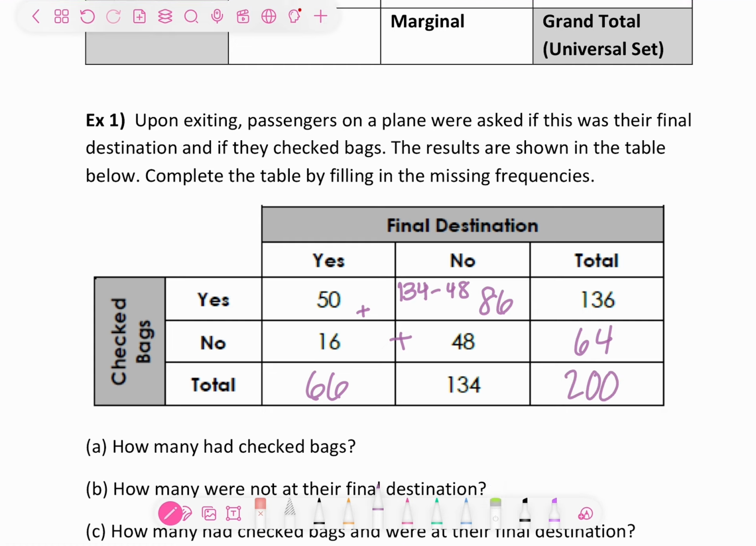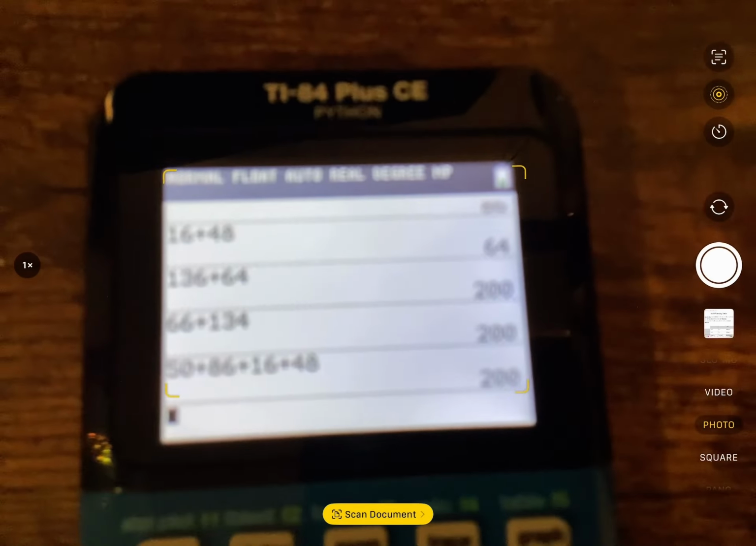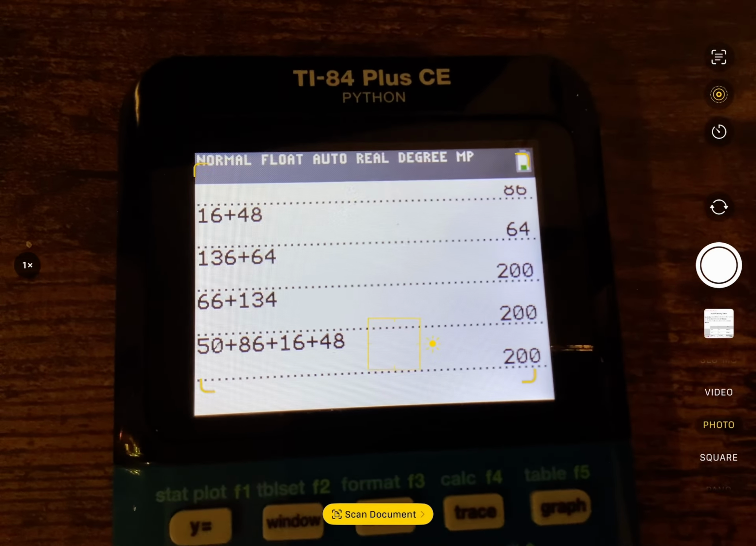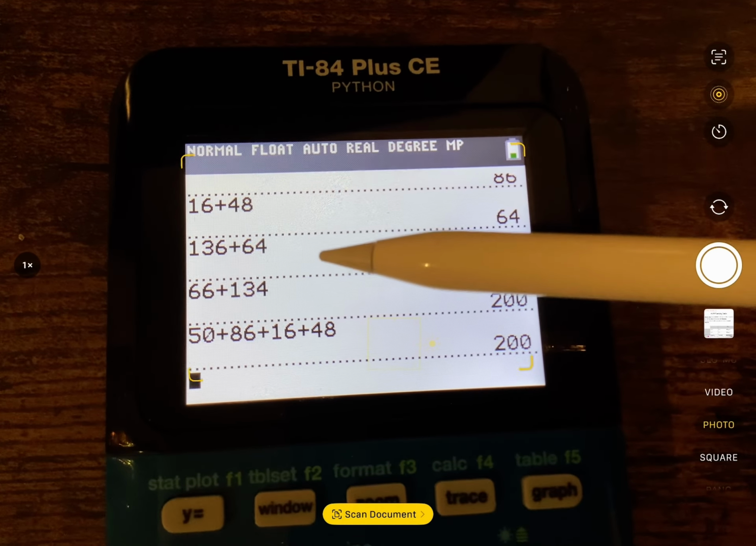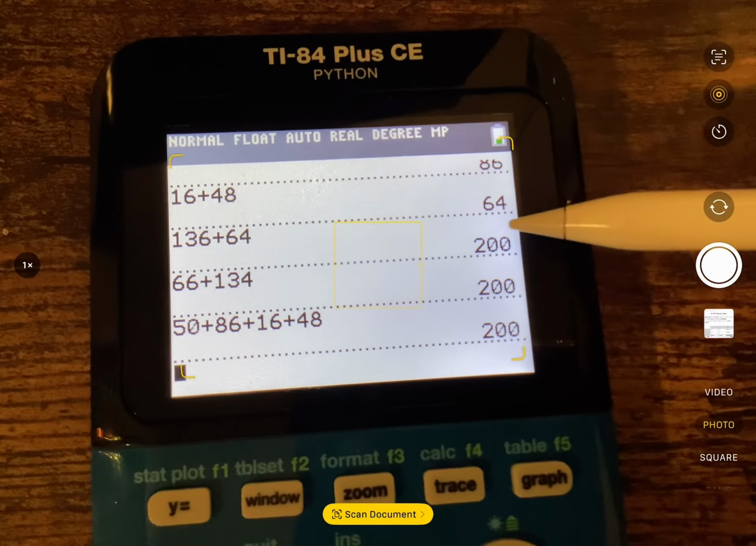I get the same thing if I add 66 plus 134. And if I were to add all four of these joint frequencies, I should get the exact same thing. No matter which of those three options I do, I'm going to get 200. I actually did it on the calculator just to show you visually. I added the marginal frequencies going down, then going across, and then I added all the joint frequencies. And no matter what, I got 200.